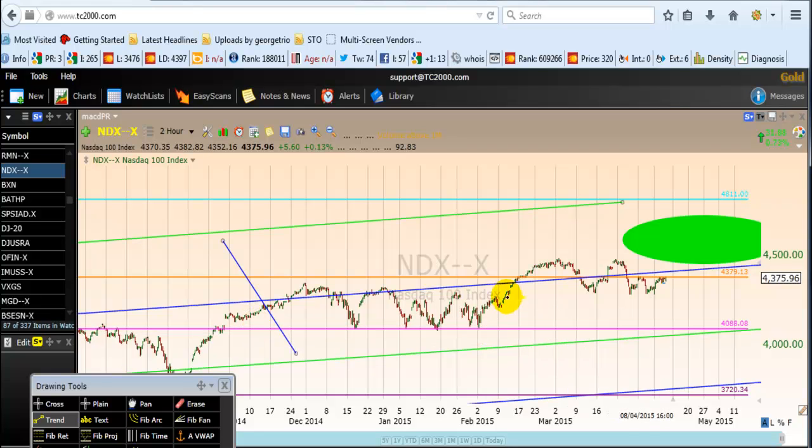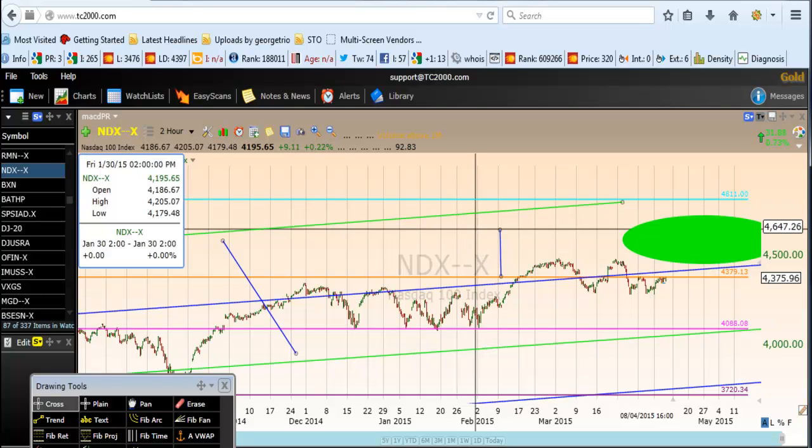So now you see the market pattern on the 2-hour chart, okay? All right? So we can do a projection on that horizontal channel on the 2-hour chart. Target 4647, 4647 on the 2-hour chart.